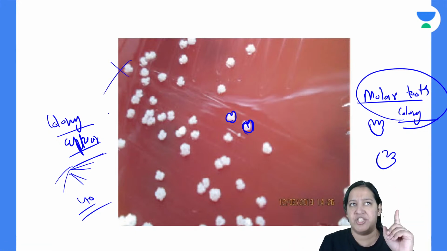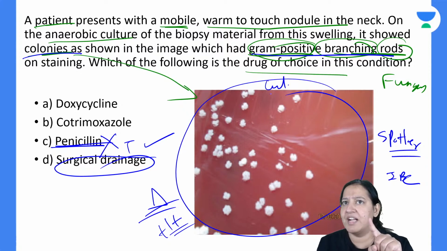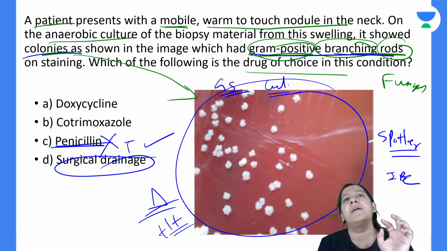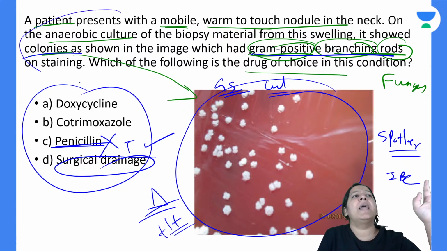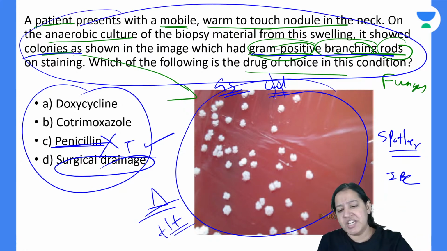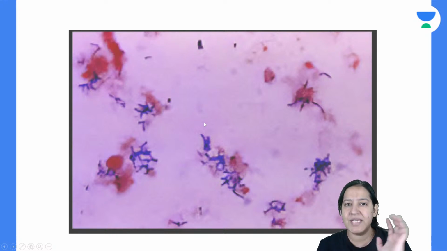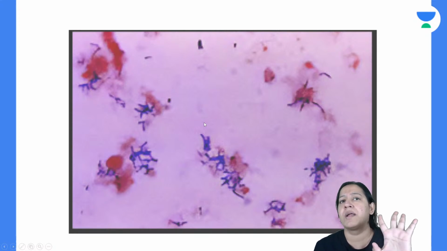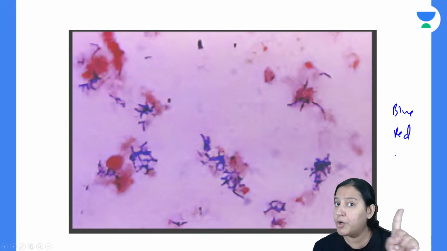Now, instead of this image, same question. Instead of the anaerobic culture image, if I give you the gram staining image, it is the same question, same options A B C D, same story. I can give you this image. What is this image? Now see the organisms, whether they are red color or blue color. If they are blue color, they are gram positive. If they are red color, they are gram negative. I have told you in the first question.